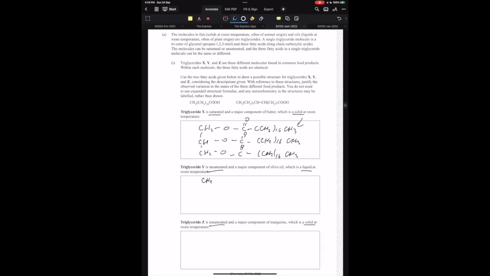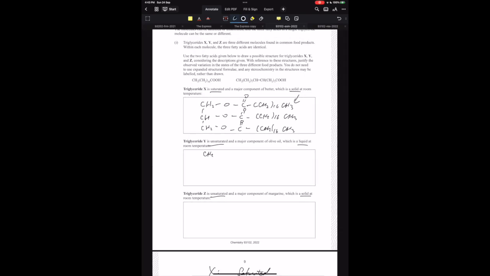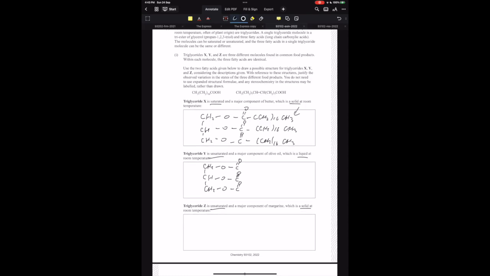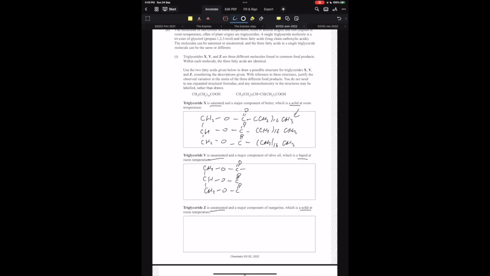Firstly, we can start with the CH2s. So CH2, CH, CH2, and then the O's, and then the C double bond O's. And then we would have, it starts off with CH2 7 times. So CH2 7 times, and then we have a double bond. So CH2 7 times, C double bond, C double bond.